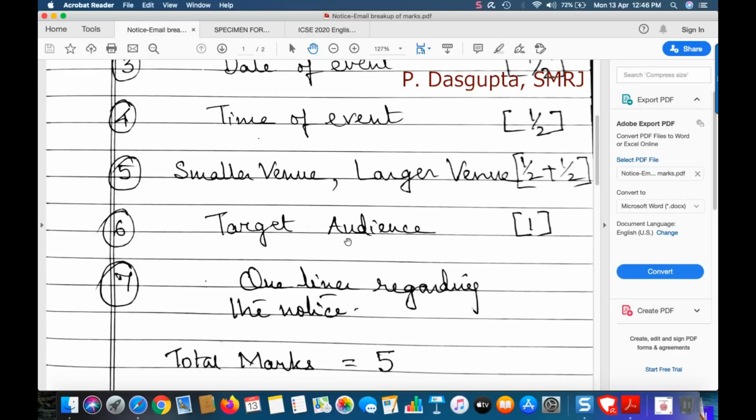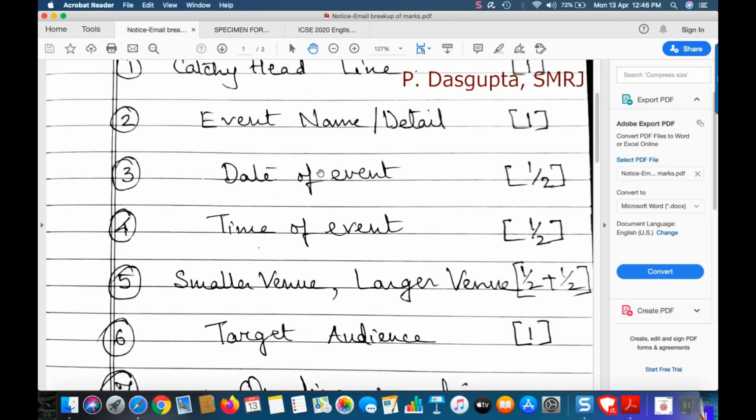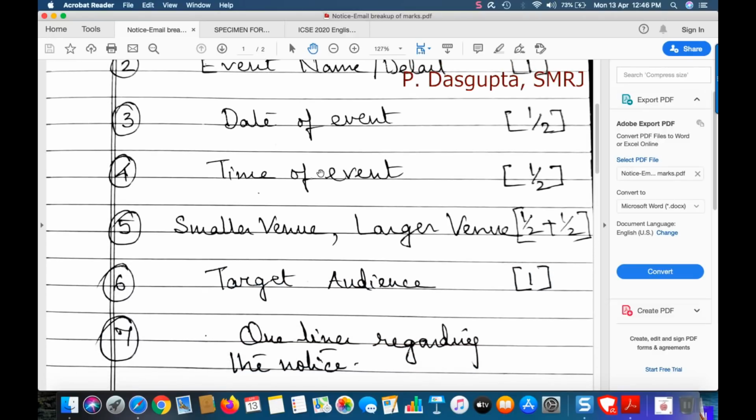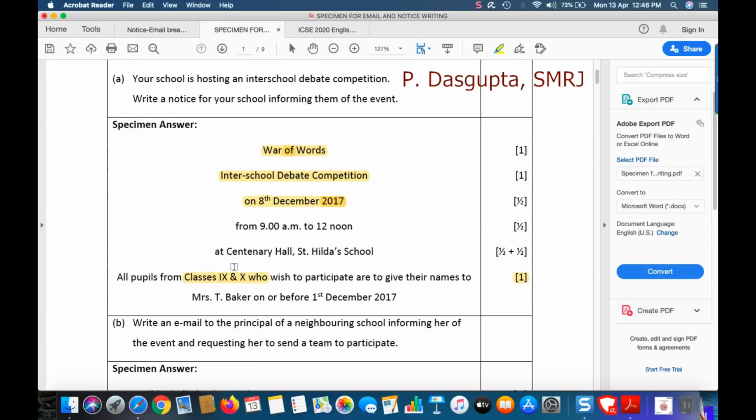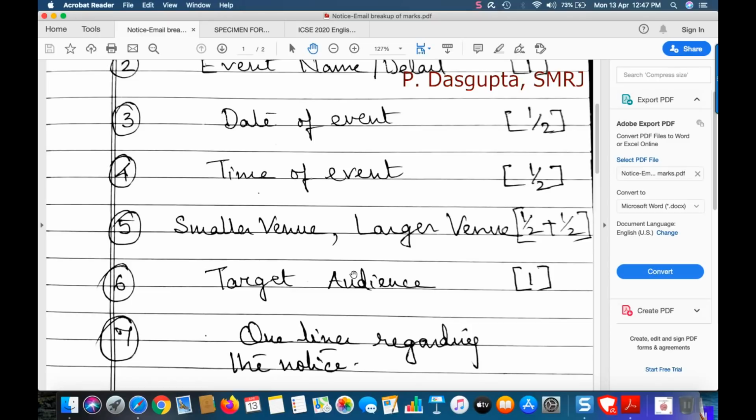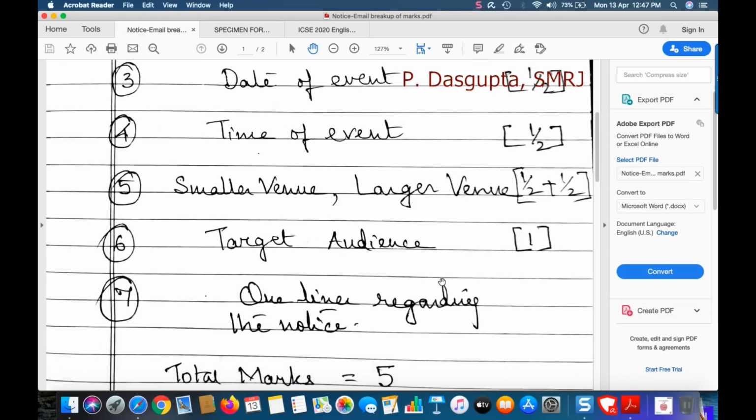Coming to the next point is the target audience. Whom are you addressing? If there's a meeting for the teachers and the notice doesn't mention the teachers, then are we expecting the students to participate also? Or if the notice is for the students of primary school, will the class 11, 12 students also attend it? So just to clarify that doubt, there is a section for the target audience. Who are to be involved? For example, again I'll go back to the specimen. All pupils from class 9 to 10 who wish to participate. So target audience, again I repeat, if it is not mentioned in the question, you will create your own target audience. Right? Now target audience is of 1 mark. See how important it is. 1 mark is important.